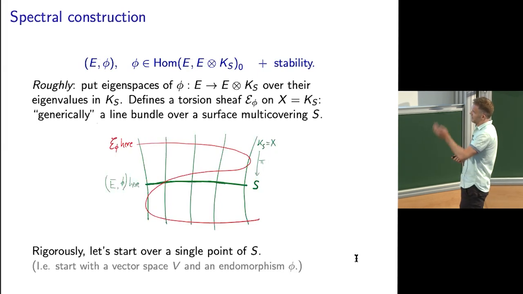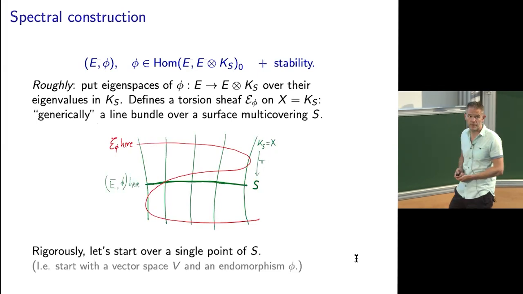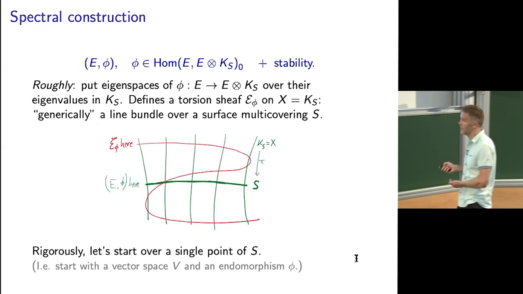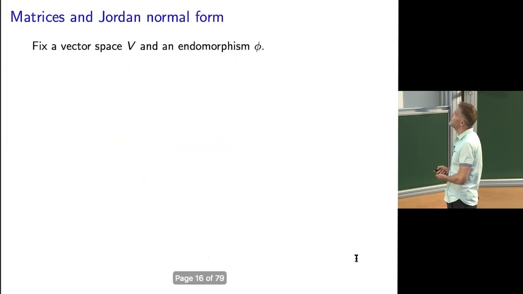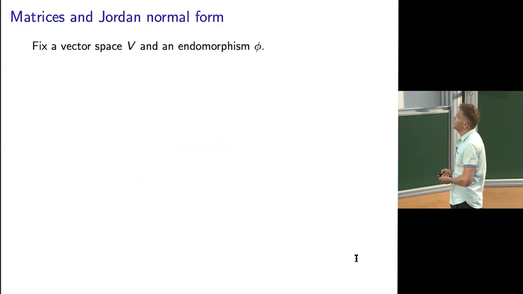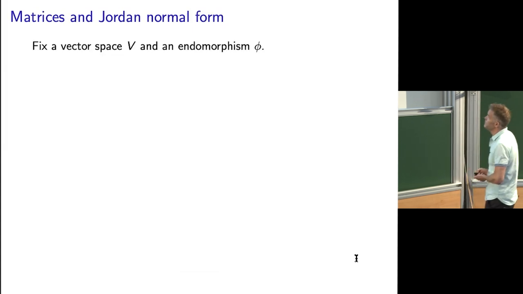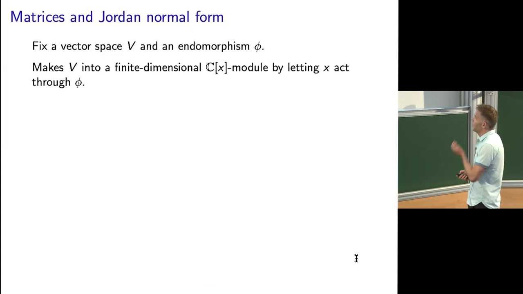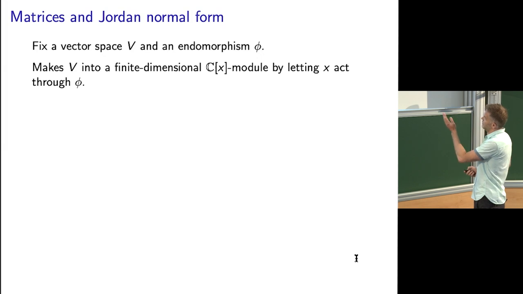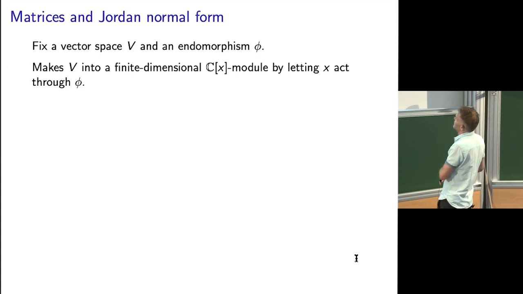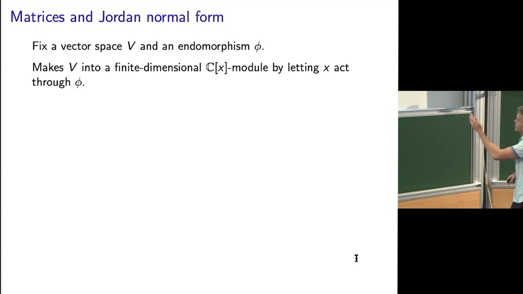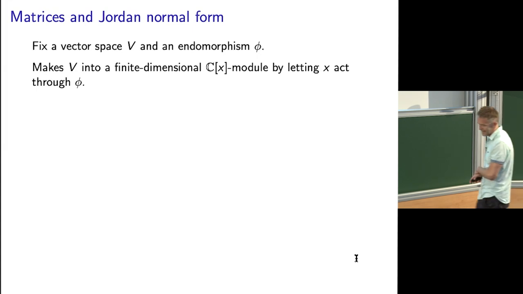So we're going to understand a vector space and an endomorphism. All right, so we're going to understand what matrices are. So we fix a vector space and an endomorphism. And I'm always working over the complex numbers. So V is a C module. But now we've just made it into a C[X] module, or a C[phi] module. We just let X act through phi.